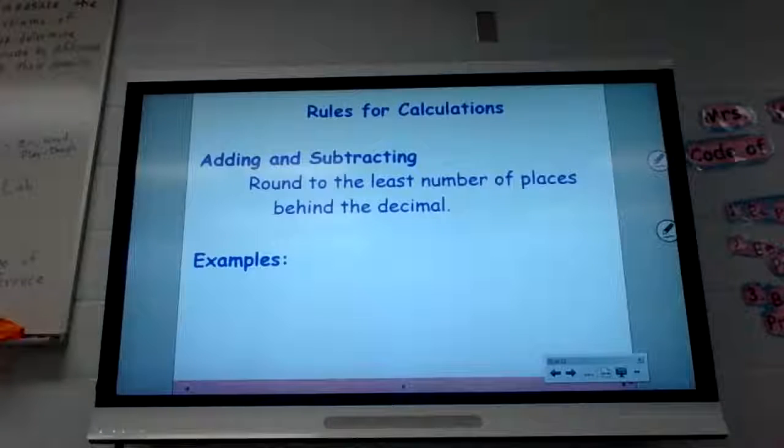All right. So when you round in addition and subtraction, you have to use decimal places. Because I'm not going to give you things and you're not going to encounter things specifically the way he described it, we're not going to worry about where the number sort of ended. I'm going to worry about decimal places in here. So, we're going to round to the least number of places behind the decimal.